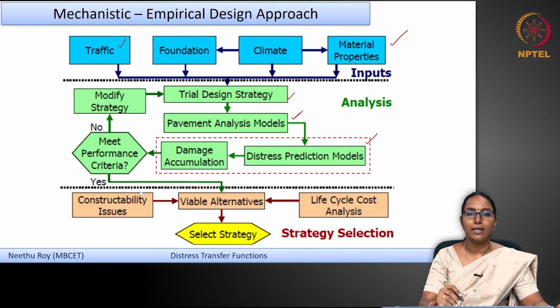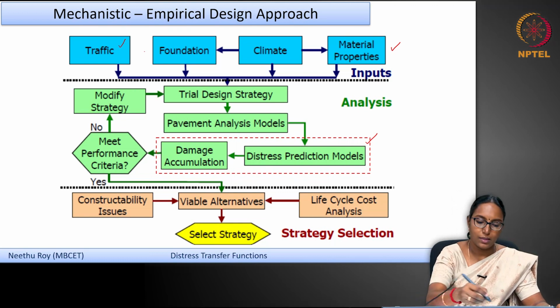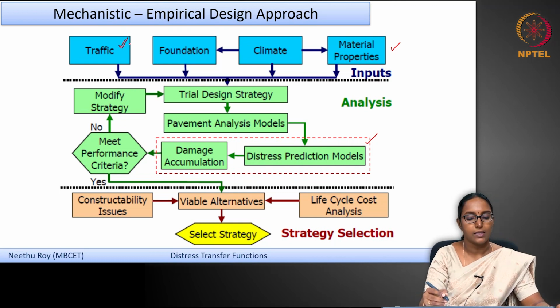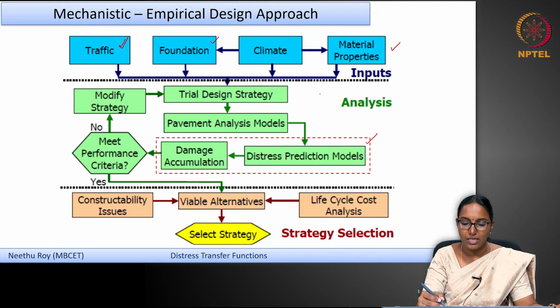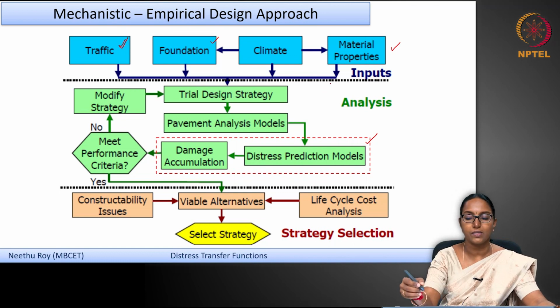So let us relook at the mechanistic empirical design approach, which we have already discussed in this course. For the design of a pavement structure, the input parameters are the material properties, then the loading, which is traffic, and the foundation, which is the subgrade, and the climatic or various environmental conditions which affect the material properties and the behavior of the structure.